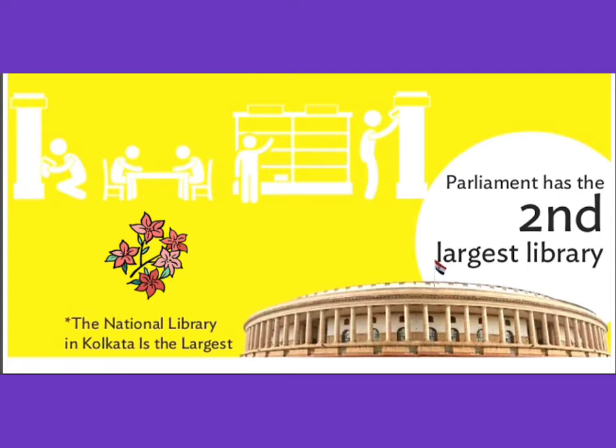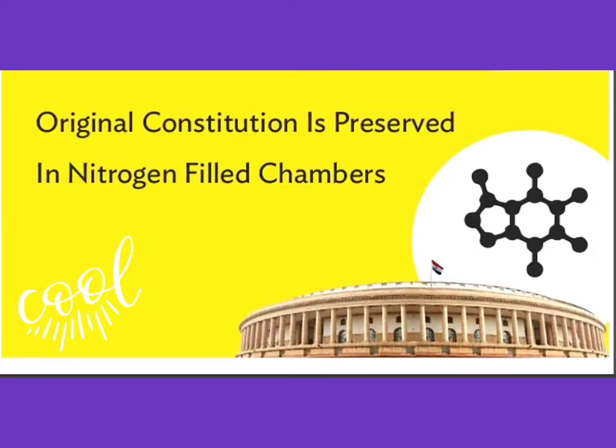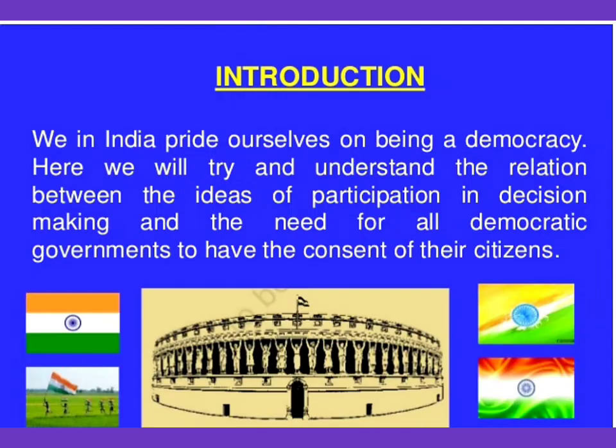Okay. We know that Parliament has the second largest library, but who is occupying the first place? That is the National Library in Kolkata. That is the largest library. Okay. The original constitution of our India is preserved in nitrogen-filled chambers, because it was very long and very important for us, that's why we need to preserve it very carefully. These were a few facts that were not available in the book.